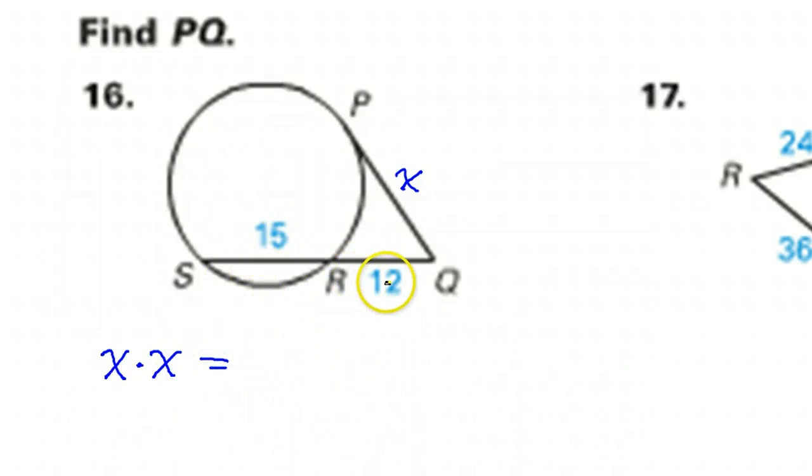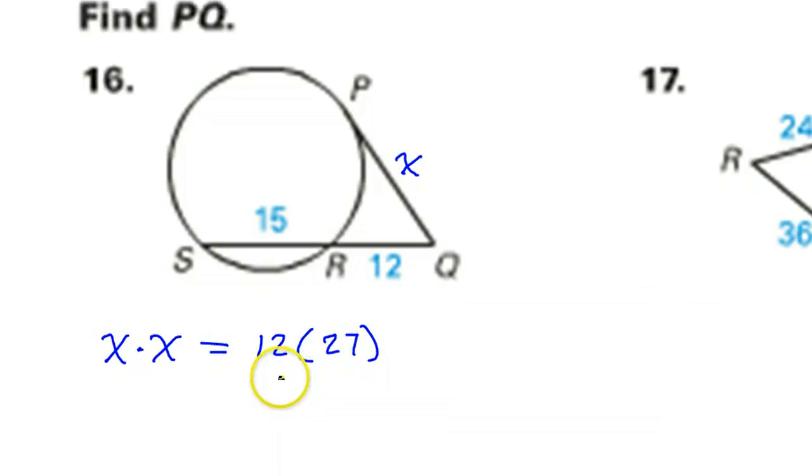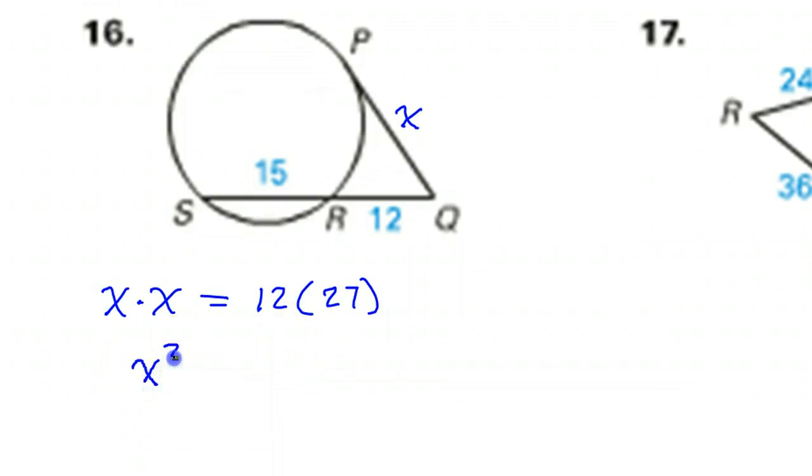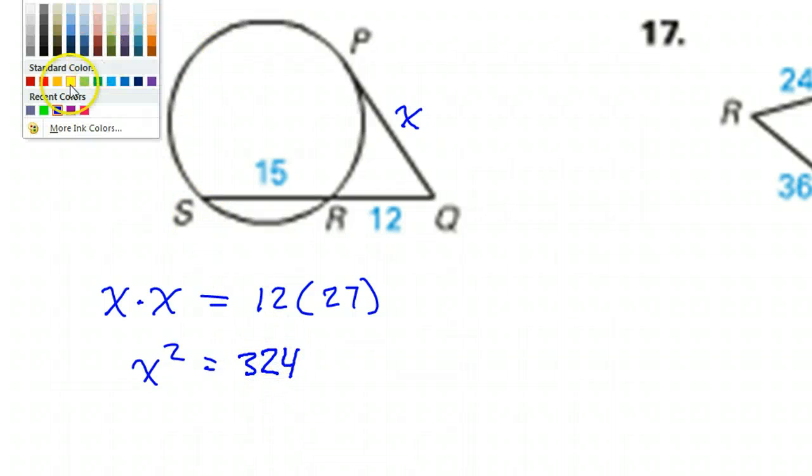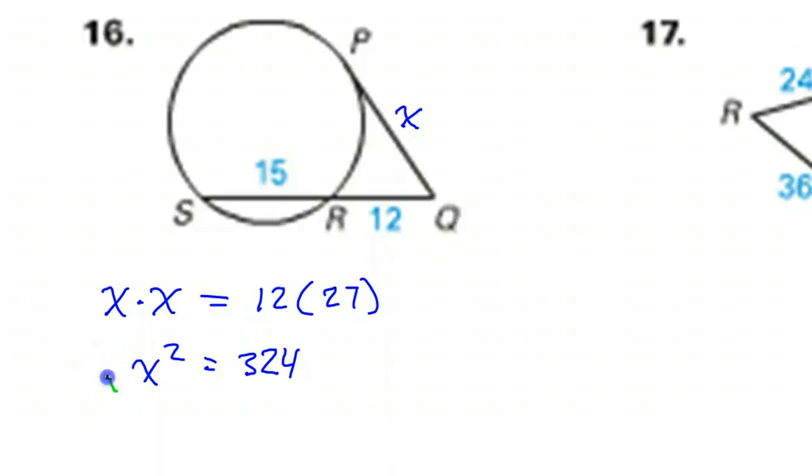Then down here, part times whole. 12 has to be the part, not the 15. It has to be the outer part when I say part. And the whole is whatever 15 plus 12 is, 27. Okay, so we got x squared is equal to 324. Now I've got to take the square root of both sides.